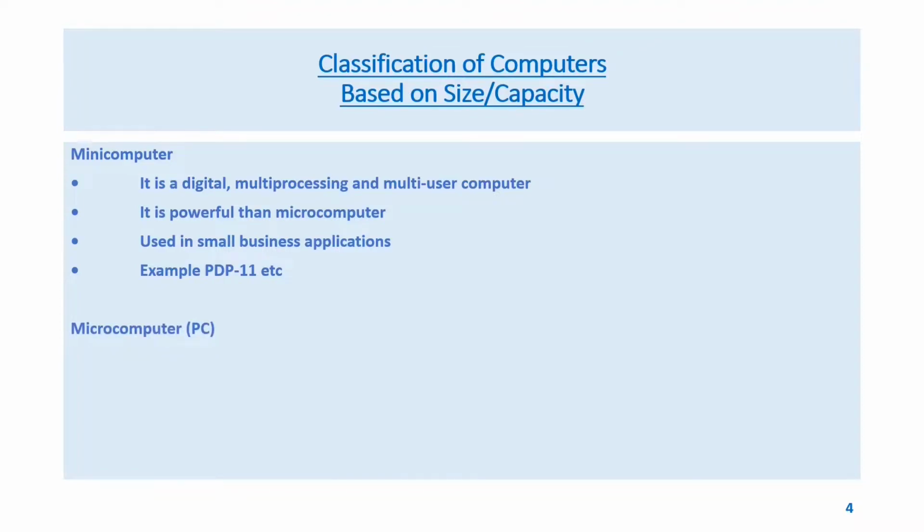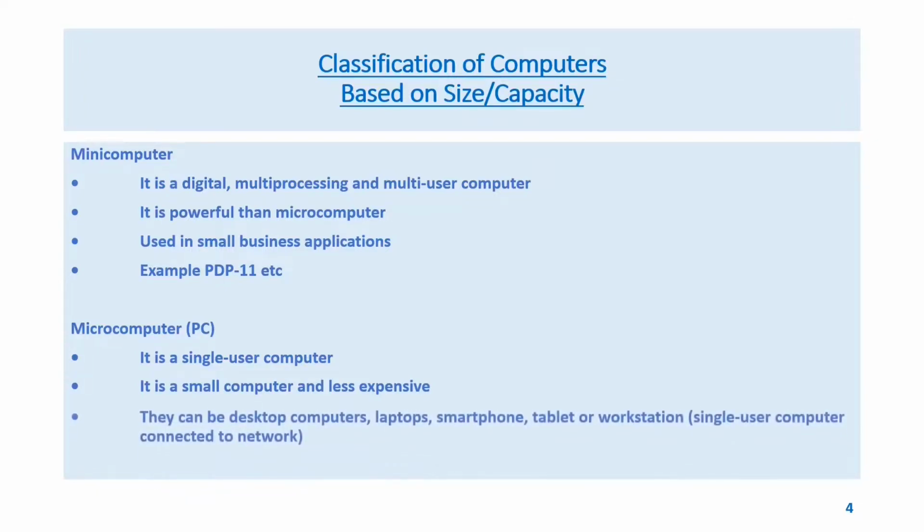Microcomputer is also called a PC or personal computer. It is a single user computer. It is a small computer and less expensive. And microcomputers can be desktop computers, laptops, smartphones, tablets or workstations. Workstation is nothing but a single user computer connected to a network. And PC is used to process everyday tasks.